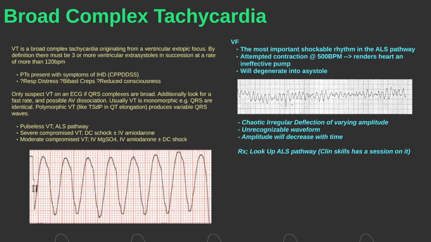It's very important to note some of the drugs that can cause QT elongation. A lot of the antipsychotics and the antidepressant drugs are known to cause QT elongation. So treatment-wise, you want to be thinking about DC shocking or giving IV amiodarone. Torsades de Pointes or polymorphic VT will require IV magnesium sulfate.